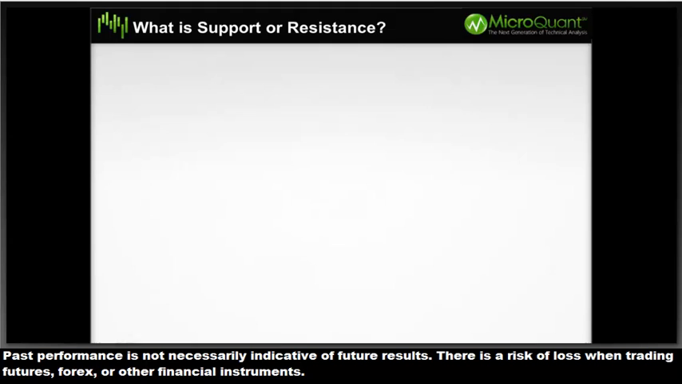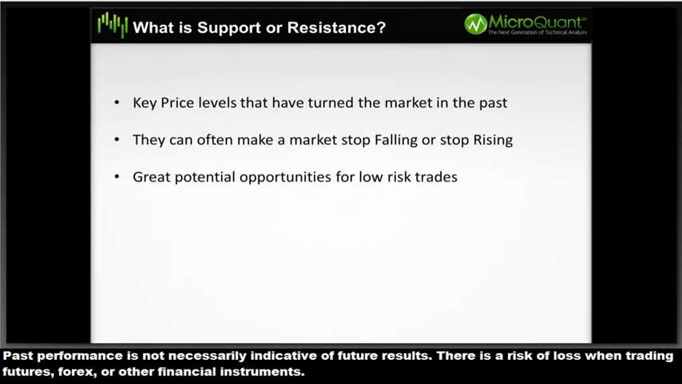Okay, so what is support or resistance? What does that mean? Basically, support and resistance are key price levels that have turned the market in the past. There's a price history of price action at certain levels. At support and resistance, they can often make a market stop falling or stop rising. And they're great potential opportunities for low-risk trades. We use them all the time in the options live trading room that way.